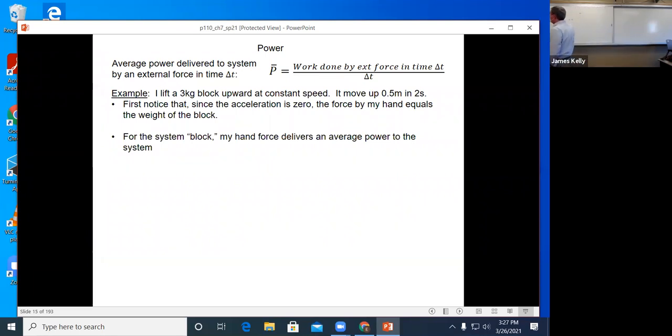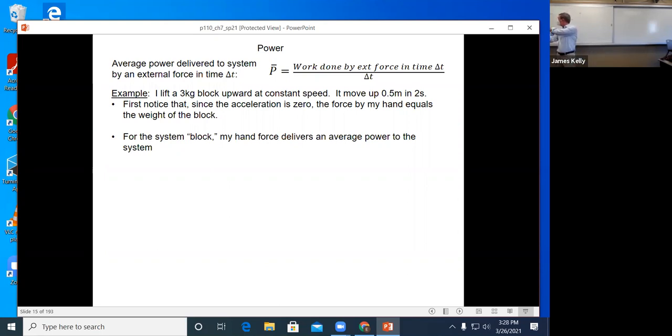So let's do a quick example. I'm not even going to do it on the board. I'm lifting a 3 kilogram block upward at constant speed, and suppose it moves up 0.5 meter in 2 seconds, okay? And the question I want to answer is, what average power am I delivering to the system, the block, right? There are lots of different systems I could take, but here let's just consider the particle, the block. My hand is delivering an average power to the system, which is the work I do, and that's just force times displacement.